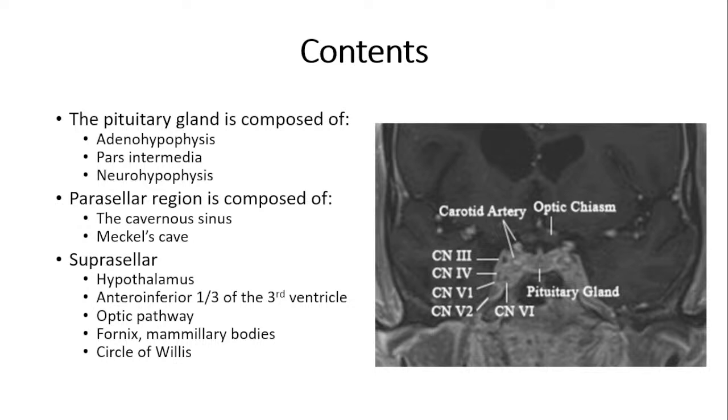And then, of course, we also focus on what is around the pituitary fossa, superiorly, or in the suprasellar region, as well as on the sides like I've mentioned. So in the suprasellar region, we are looking at the hypothalamic region, because we know tumors arise from there. You have part of the third ventricle, then the optic pathway, fornix, mammillary bodies, and then the circle of Willis.